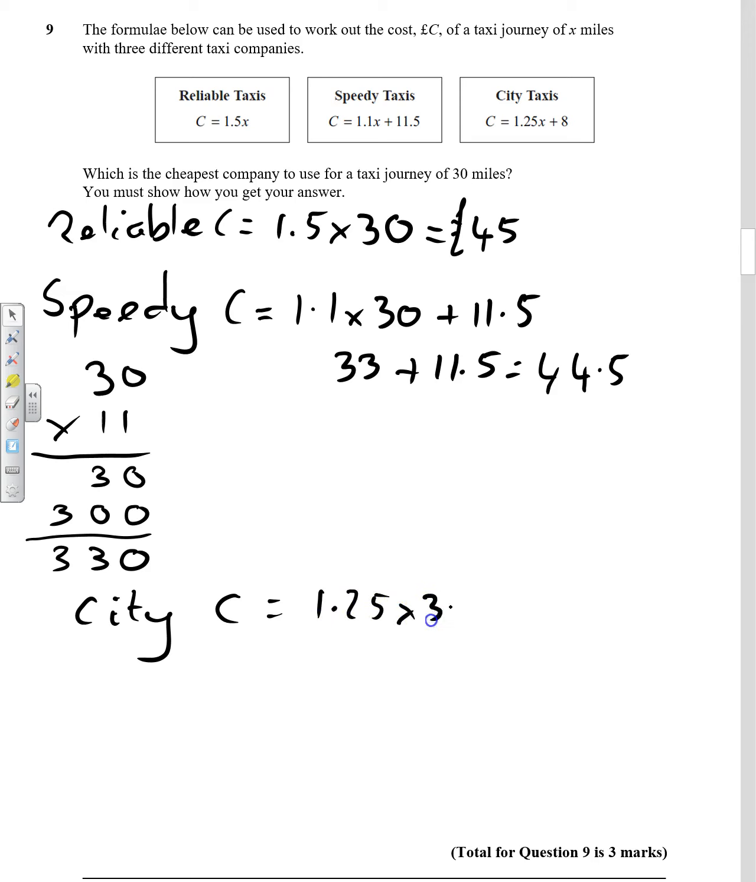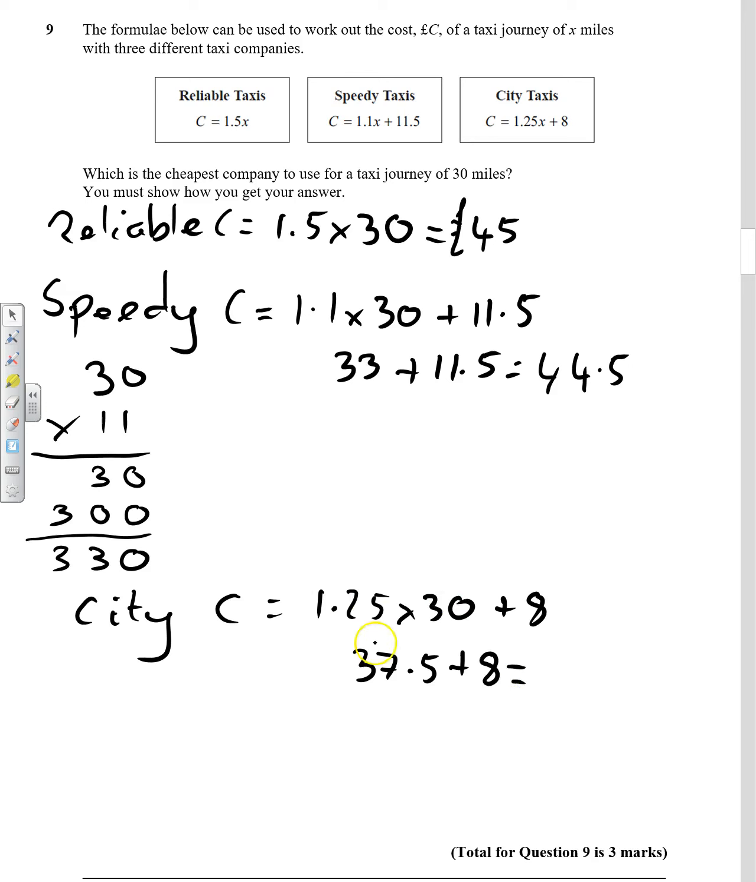And then we've got City taxis, and the cost of those is 1.25 times 30 plus 8. Well, here I realised that half was 15. So now we want a quarter of 30. So I can half the 15 again. So actually that is 7.5. So 1.25 times 30 is 37.5. Still need to add my 8 on.